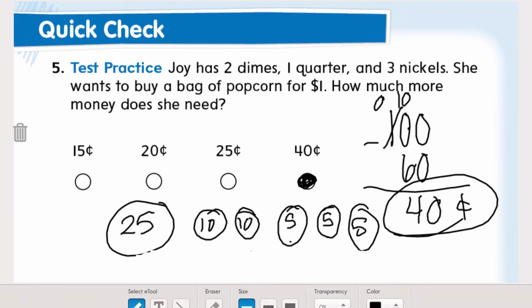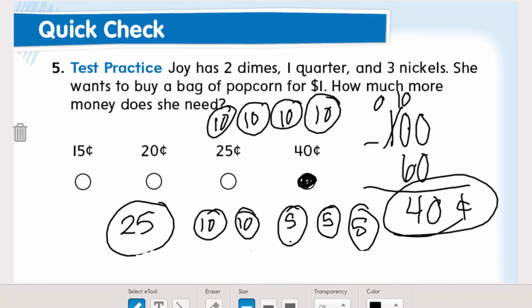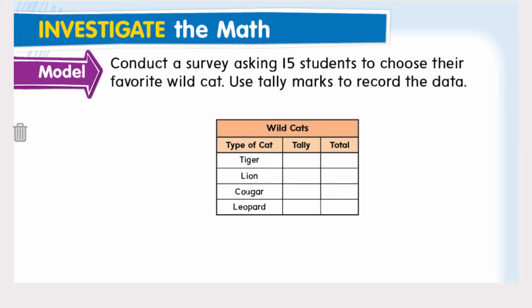We also could have gone 60 and then counted on by tens, right? So it'd be 60, 70, 80, 90, 100, and that would be 10 plus 10 plus 10 plus 10, which is also 40, which is what we found out down here as well.